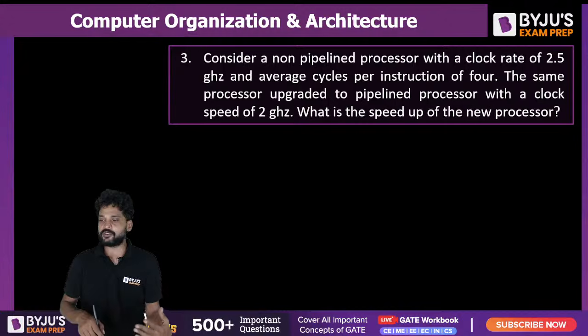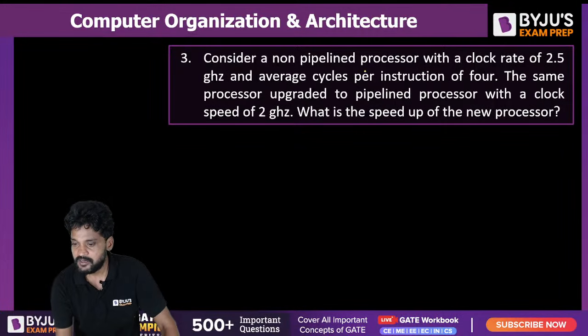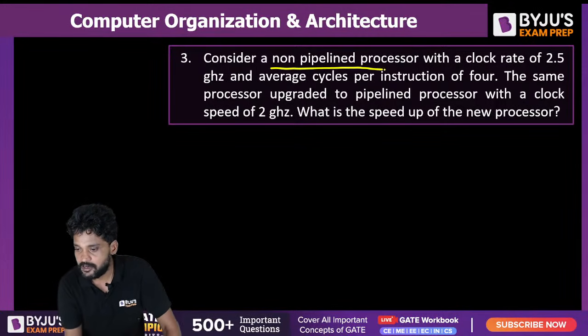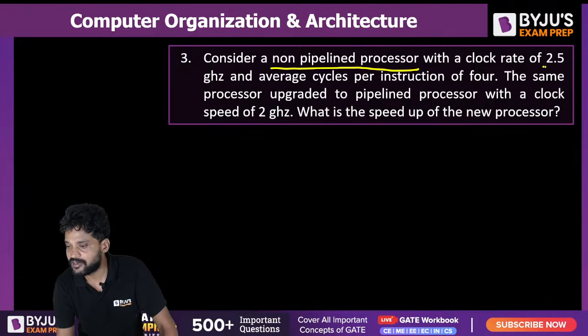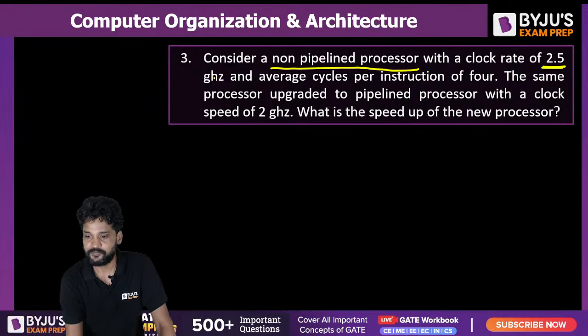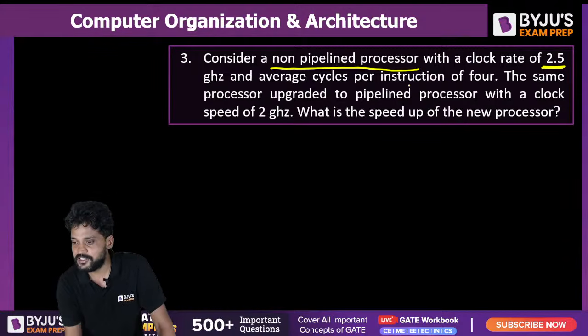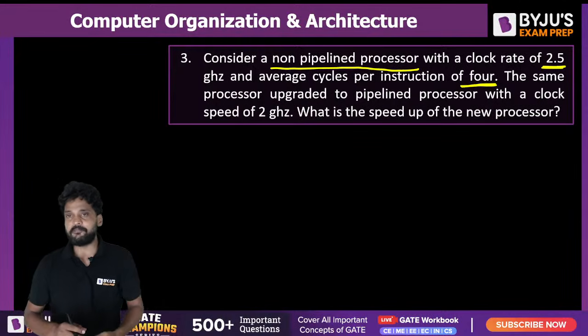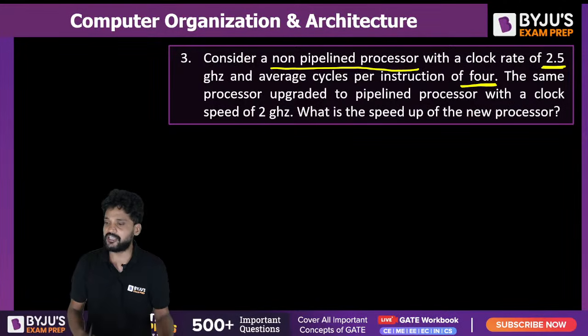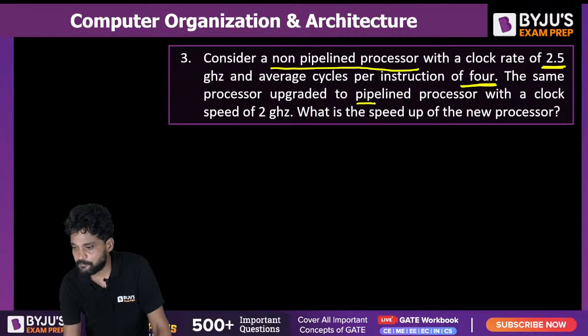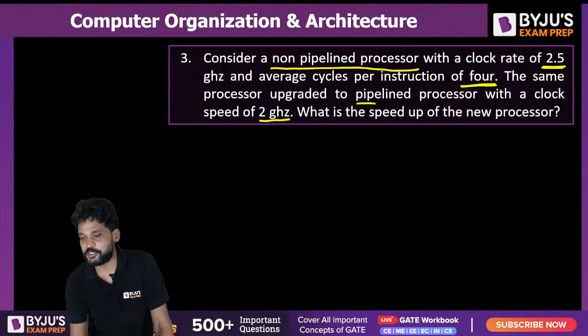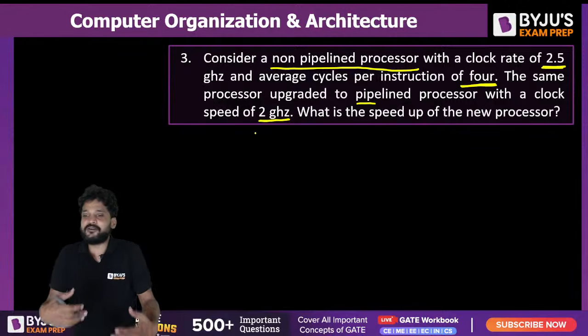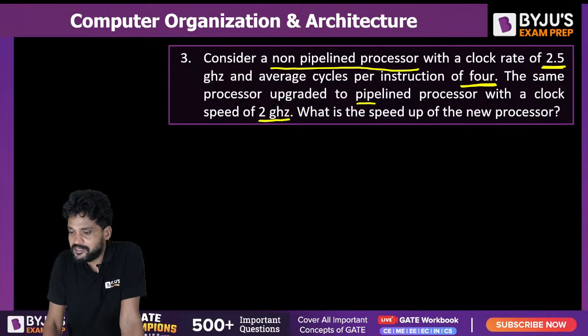Consider a non-pipeline processor with a clock rate of 2.5 GHz. Here we have a non-pipeline processor with a clock rate equal to 2.5 GHz, and an average cycles per instruction of 4. That means every instruction is going to take 4 clock cycles. For the execution of a single instruction, this non-pipeline processor requires just 4 clock cycles. The same processor is upgraded to a pipeline processor with a clock speed of 2 GHz. And what is the speedup of the new processor?